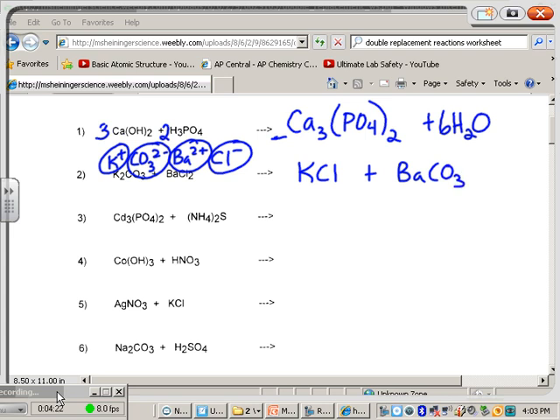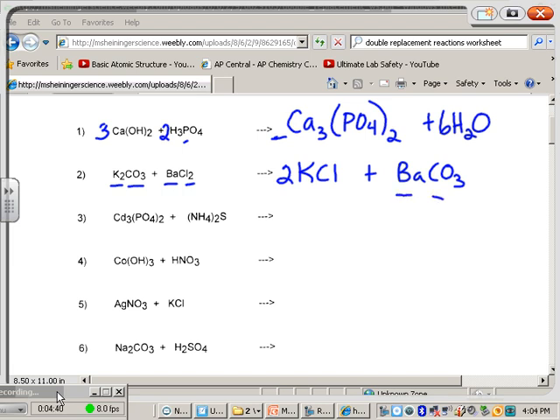Then I need to go back and I'm going to balance my equation now. So I have 2 potassium in the reactants, so I need to put a 2 here, which also gives me 2 chlorines, which is good because I have 2 chlorines here. I have 1 barium, 1 carbonate, 1 barium, 1 carbonate. This is a balanced equation at this point. All right, I will do one more example.